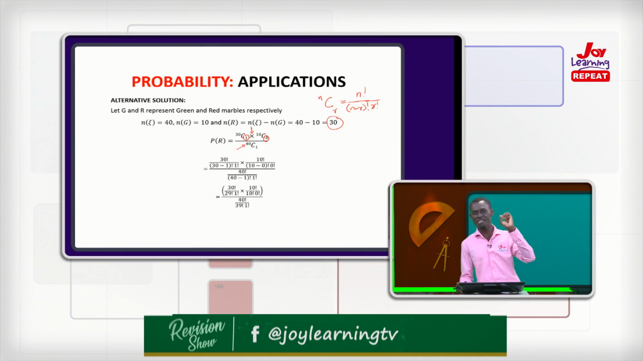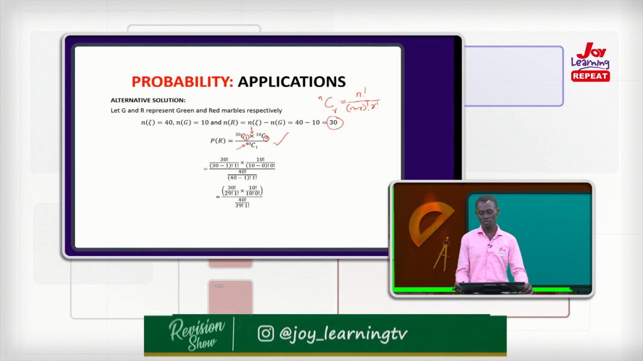So you have 30C, and then you can press open bracket, or you can just do 30C1 without even the bracket. So 30C1 times 10C0 equal to, you get a certain answer, divided by 40 shift combination sign 1. Your final answer from your calculator will be 0.75. However, if you do not have a calculator with you, there is a quick way of dealing with it.